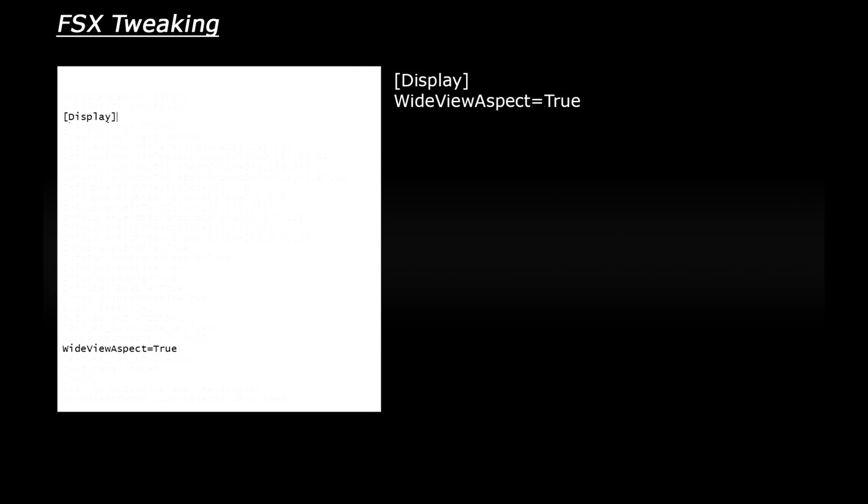The other tweak to check for is a line which reads texture bandwidth mult equals 40.